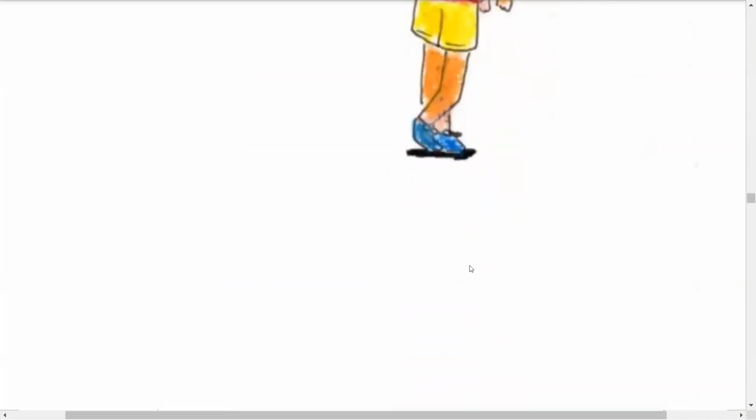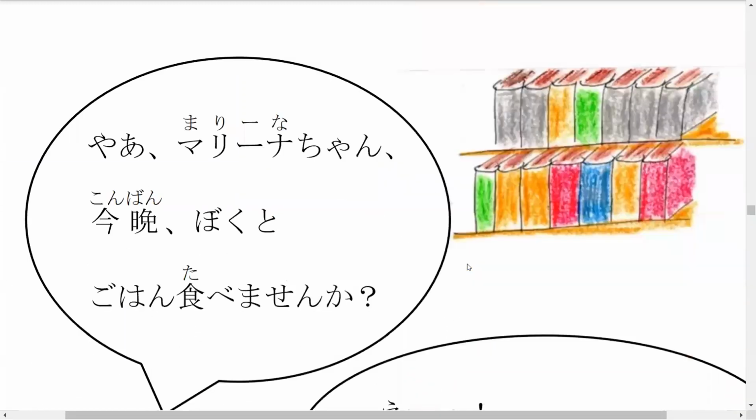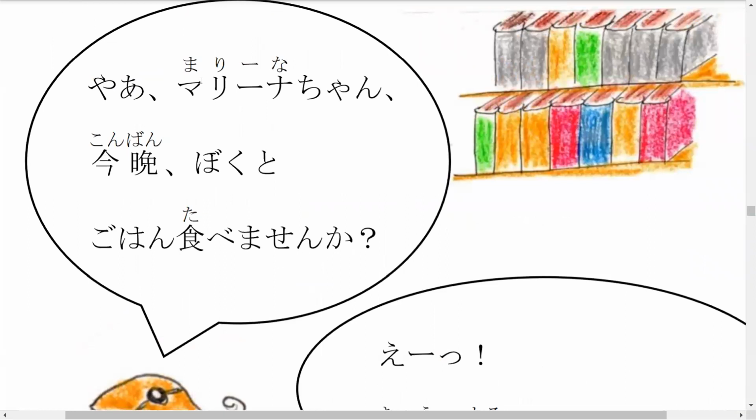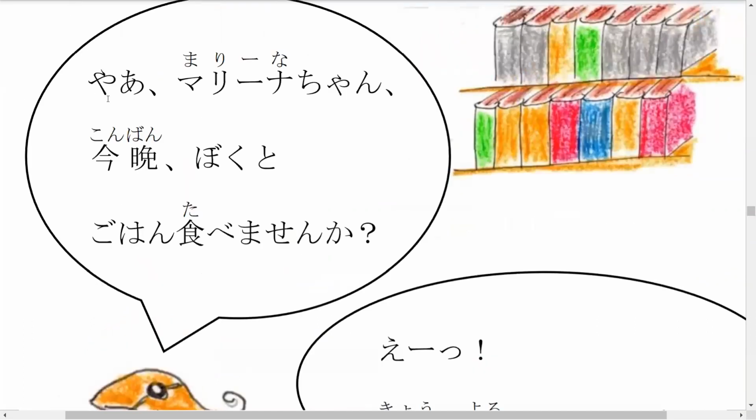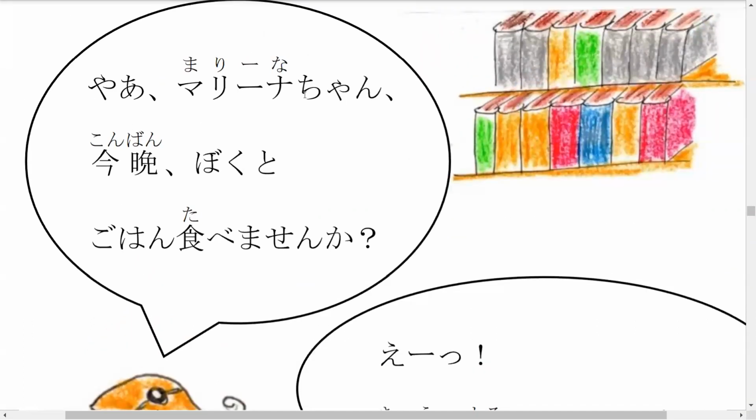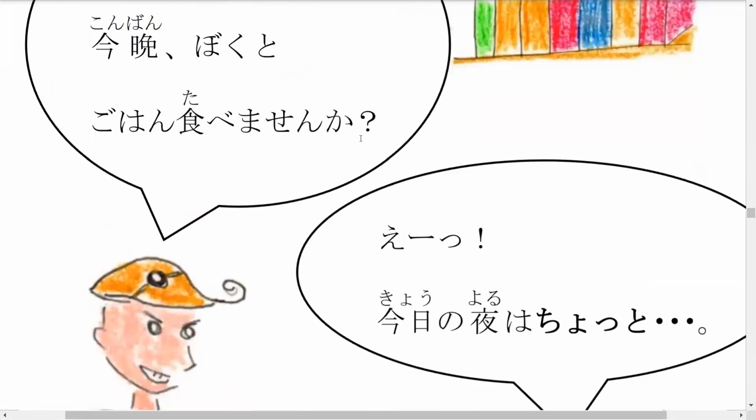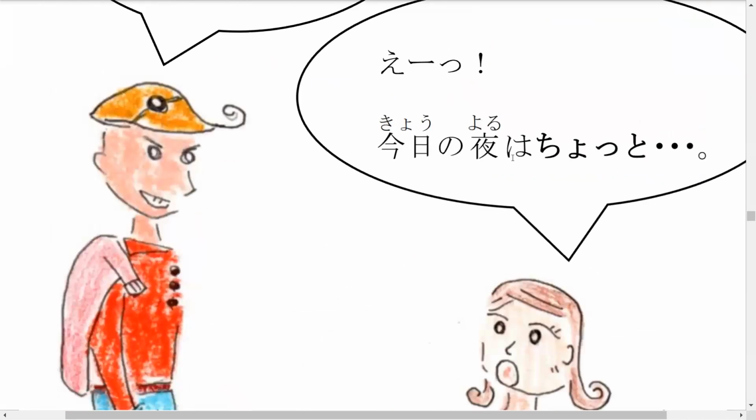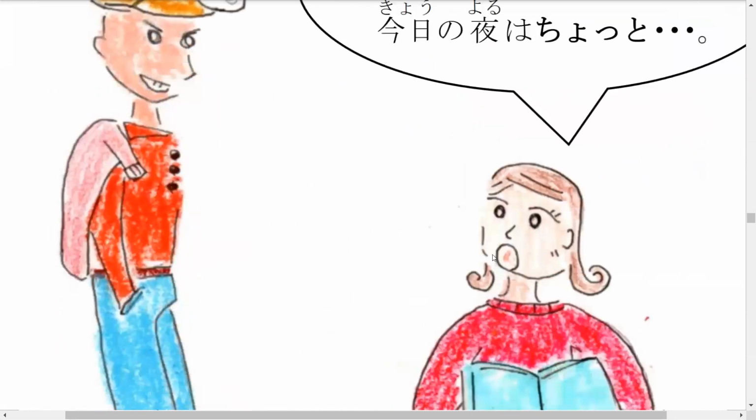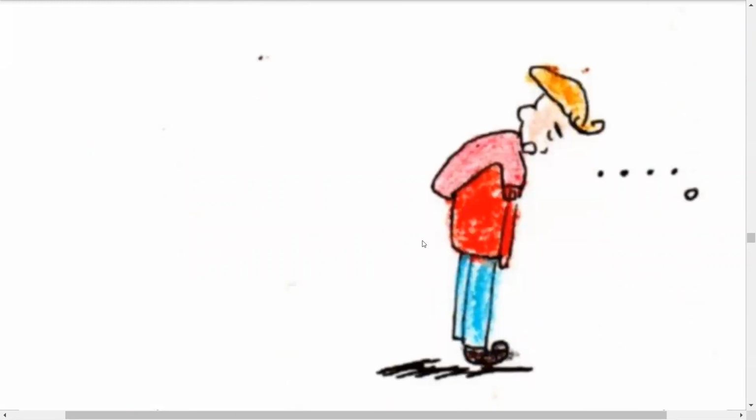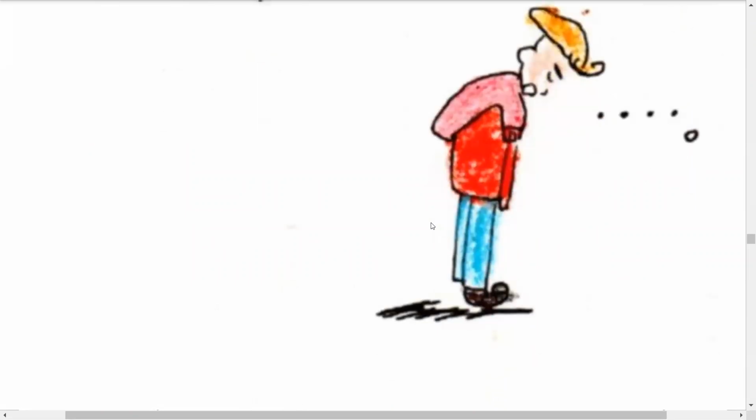Okay. How about let's find out the second one? Who will try to attempt? Yeah, Marina-chan. Bangohan, boku to gohan tabemasen ka? It's still the same way that he used, but he used Marina-chan. This one is more casual. 今日の夜はちょっと. He also got the same response. So we have another Hokage that failed. Marina-chan is very good at breaking the hearts of men.